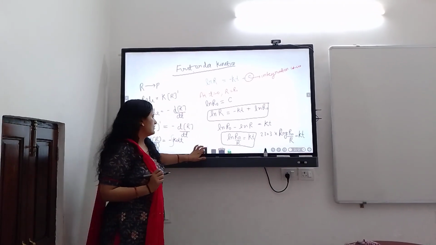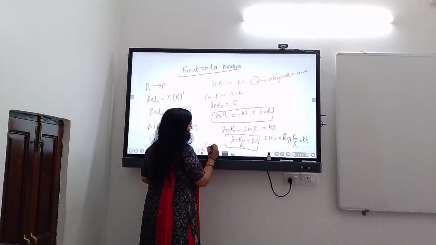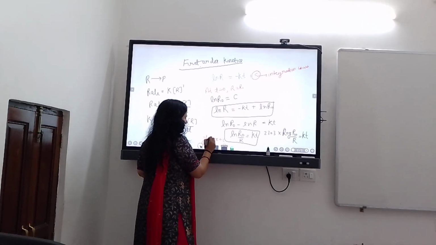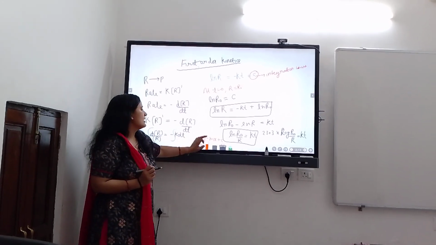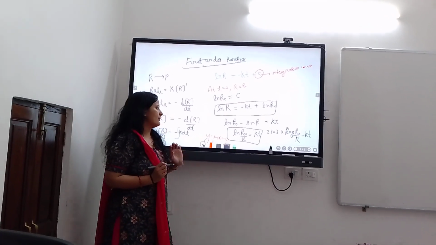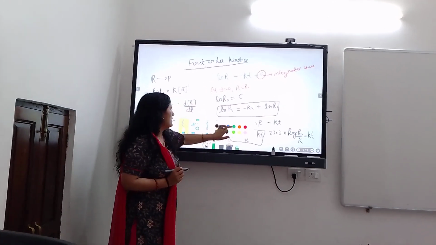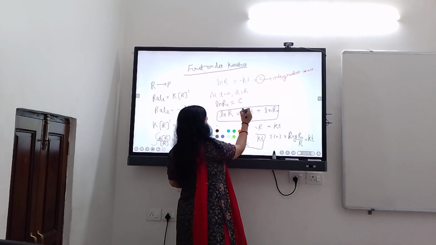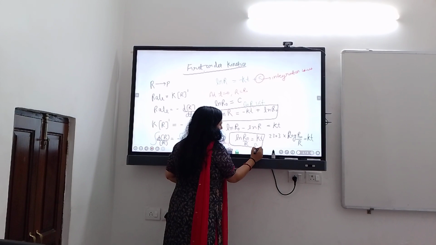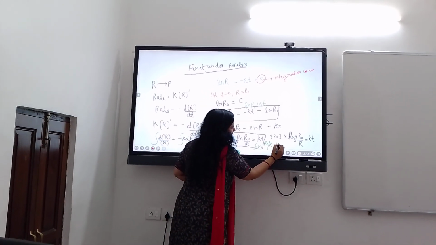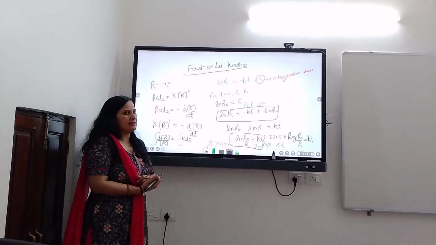Now we know that the straight line equation is y is equal to mx plus c. In the straight line equation, y represents the y-axis and x represents the x-axis. Here m represents the slope and c represents the intercept. Now we can plot the graph of ln R versus t and ln R0 by R versus t by using the straight line equation y is equal to mx plus c.